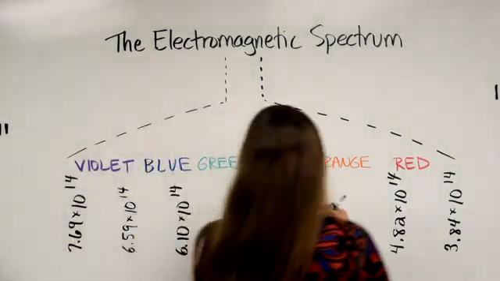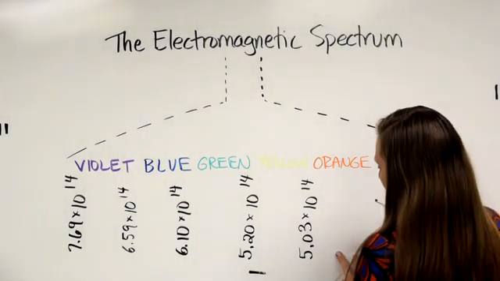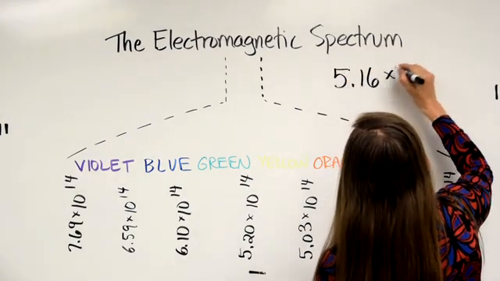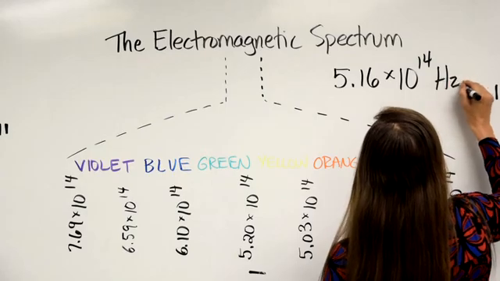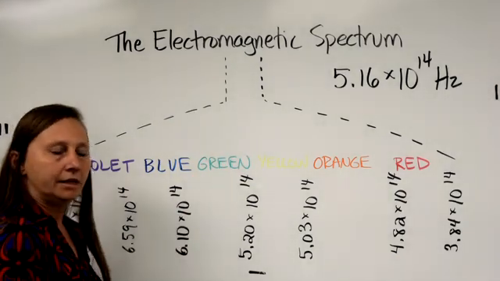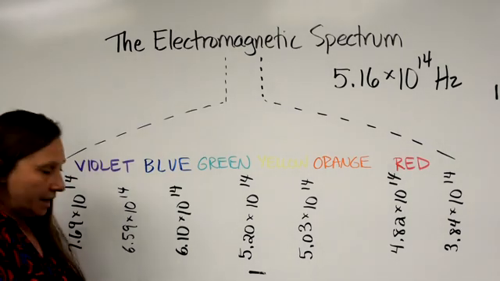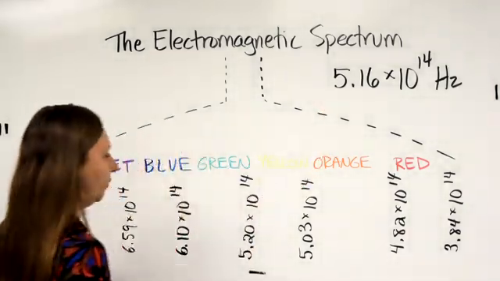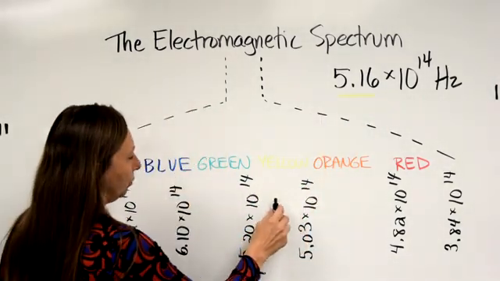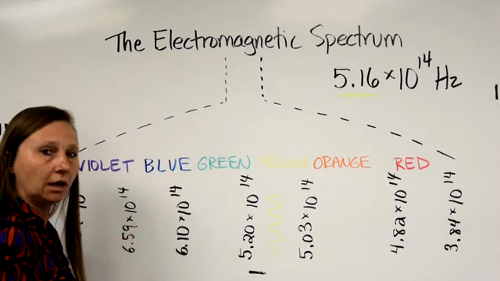So, what if, for example, you calculated, given some information, that the frequency of the light is 5.16 times 10 to the 14th hertz. All right, where would you put that light? What color light would that be? Where does it fall in here? Yes, you see that it would fall between 5.03 and 5.20. So that would be yellow light. If that's the frequency, that's going to be yellow light.